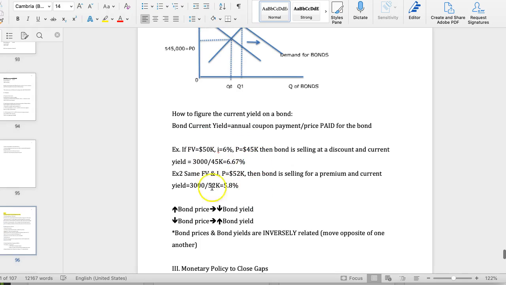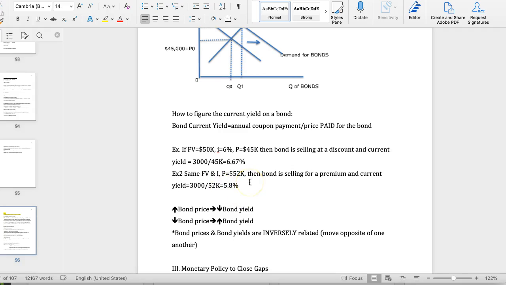So let's do it the other way. Same face value and interest rate, but now you're paying $52,000. So you are buying it at more than face value. So we say that that bond is selling for a premium. We take that same coupon amount, $3,000, divided by what you pay, $52,000. Now your yield is 5.8. So as the price goes up, your yield goes down.